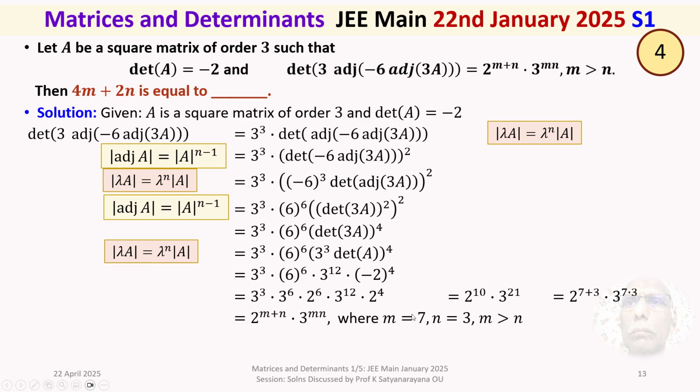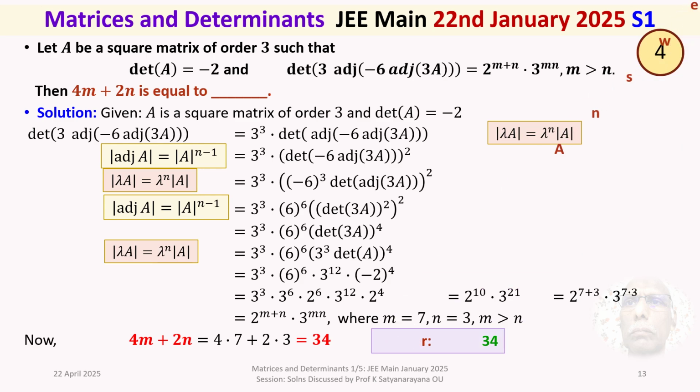So we get m is equal to 7, n is equal to 3, and m greater than n. Yes, those are the m and n. And we are required to find the value of 4m plus 2n, that is 4 into 7 plus 2 into 3. 4 sevens are 28 plus 2 threes are 6, 28 plus 6, that is 34. So the answer to this question is 34. This is a numerical answer type question. Therefore, the answer is 34.